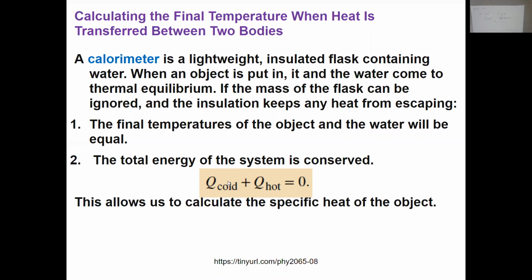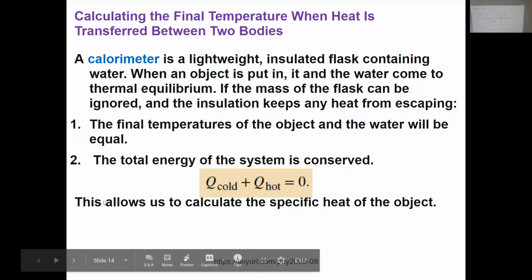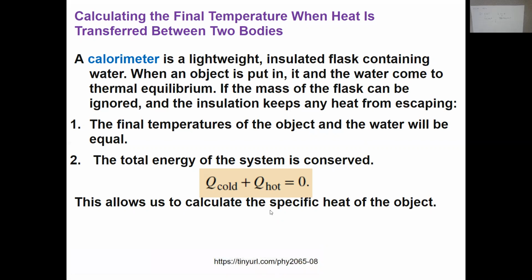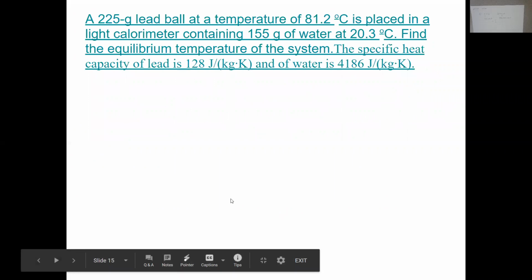So in that case, you can write Q cold plus Q hot equals zero. Typically you would have the unknown substance object as the Q hot and the water as the Q cold, and the two add up to zero. This is the energy conservation, which allows us to calculate the specific heat of an object. We will have a lab on this, but we'll take a look at one example here.